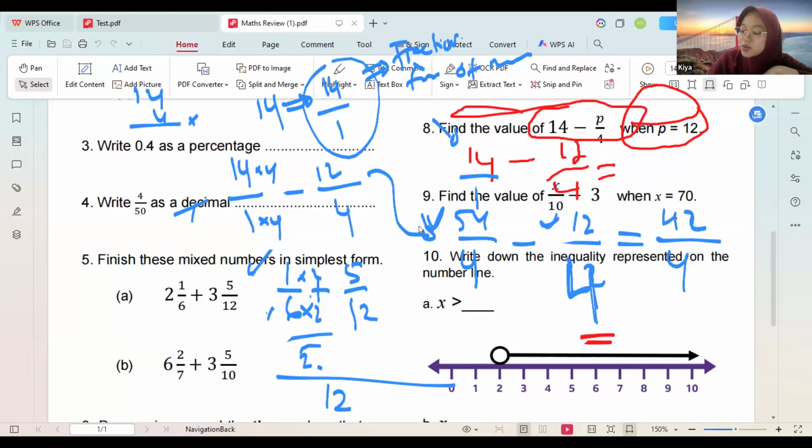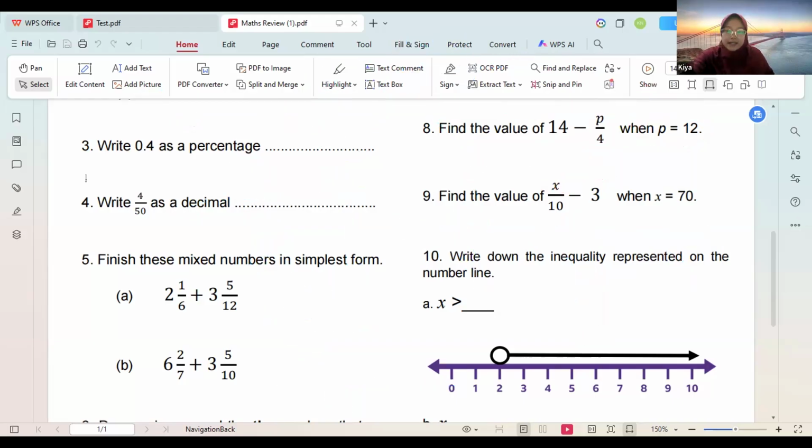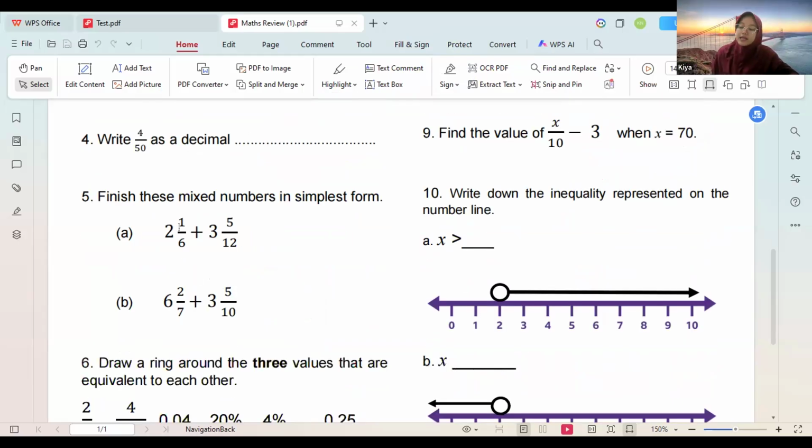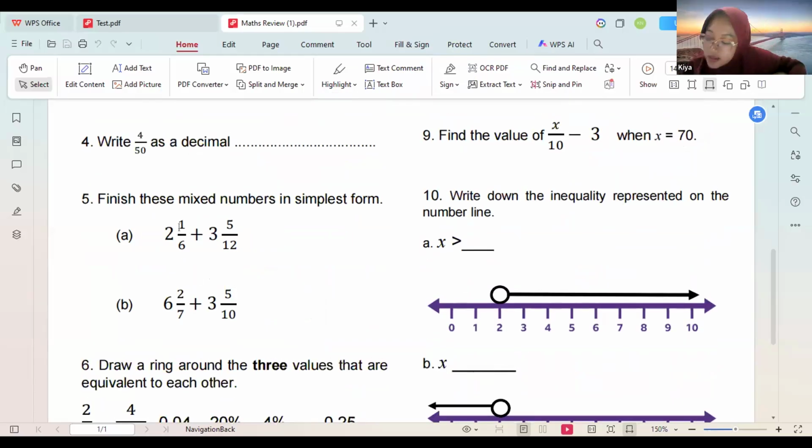To know whether you are still confused or not, please do number 9. It's just the same as number 8. Okay, please do number 9. Just do it on the screen, so I can see where the incorrect one is.